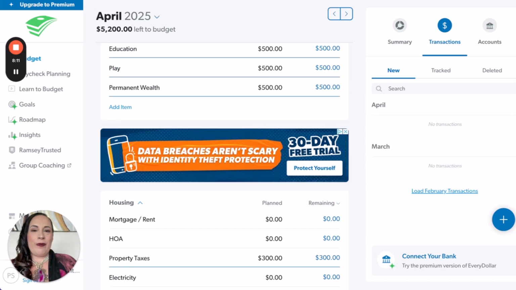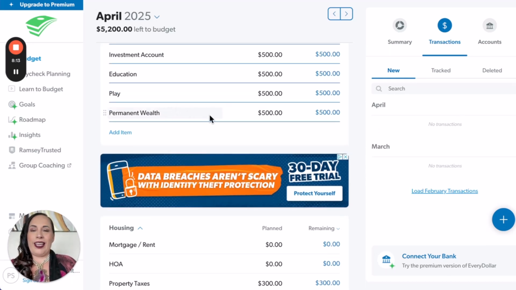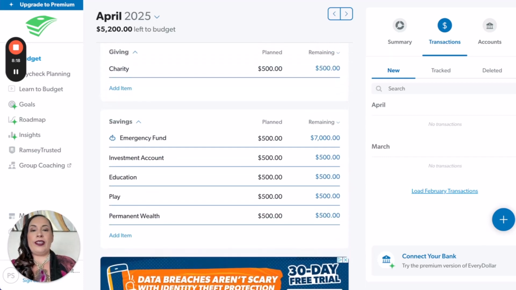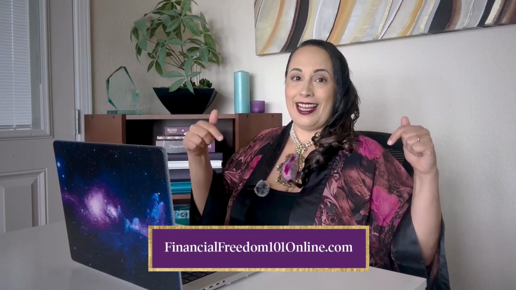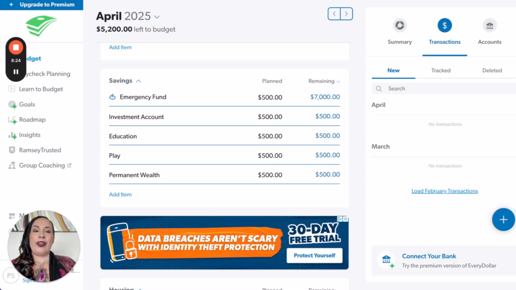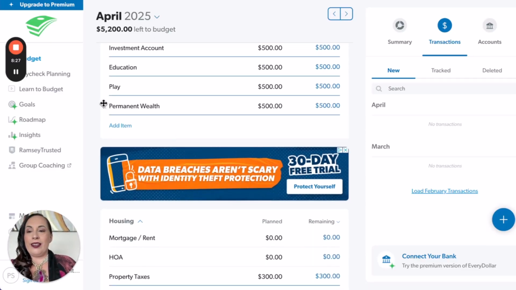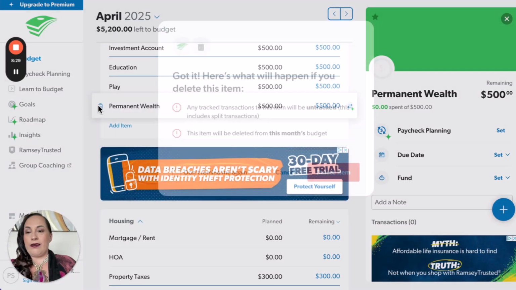Okay, then we have permanent wealth. That's another prosperity account that I talk about at my Financial Freedom 101 event. So if you want to learn more about the different prosperity accounts, you can check that out at financialfreedom101online.com. But for now, let's say you're like, well, I don't have that. You could just delete it.